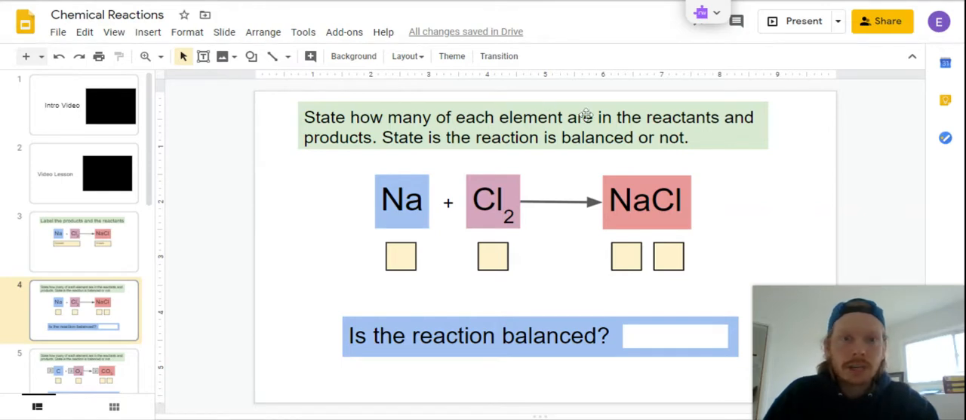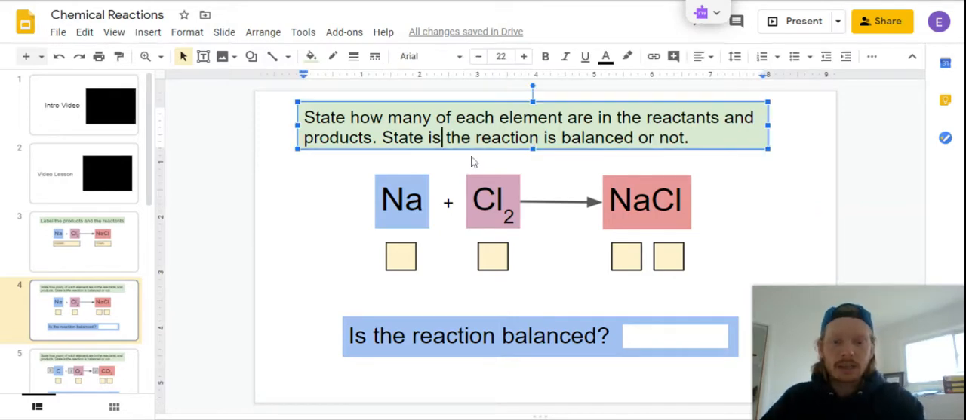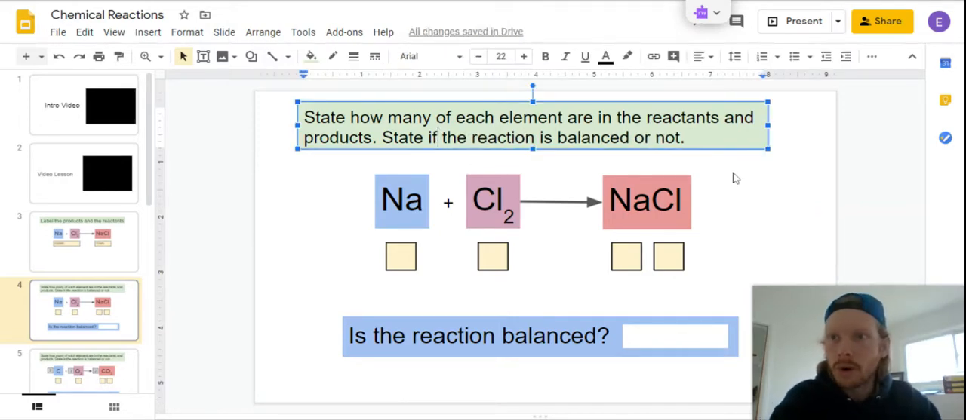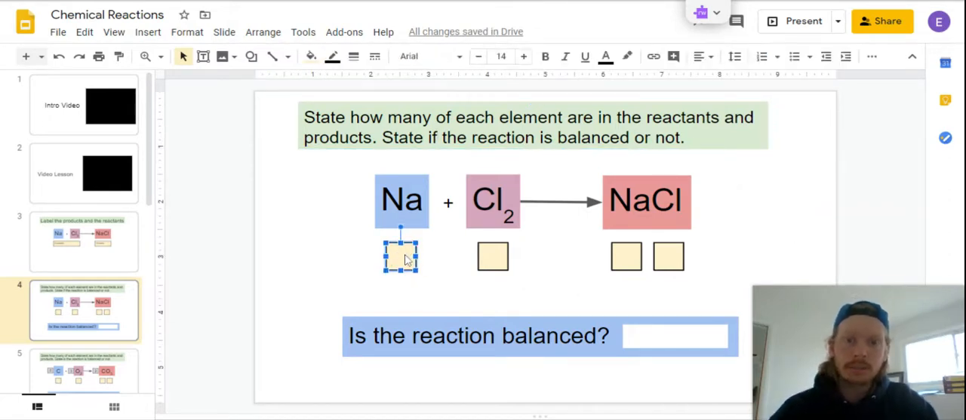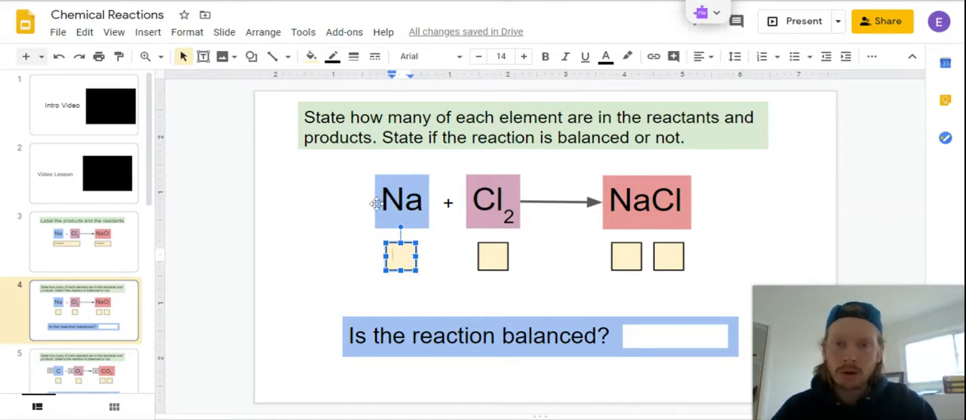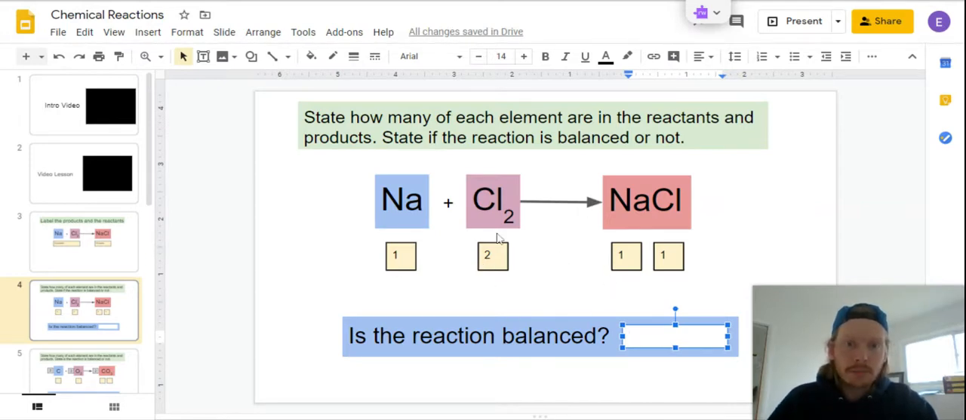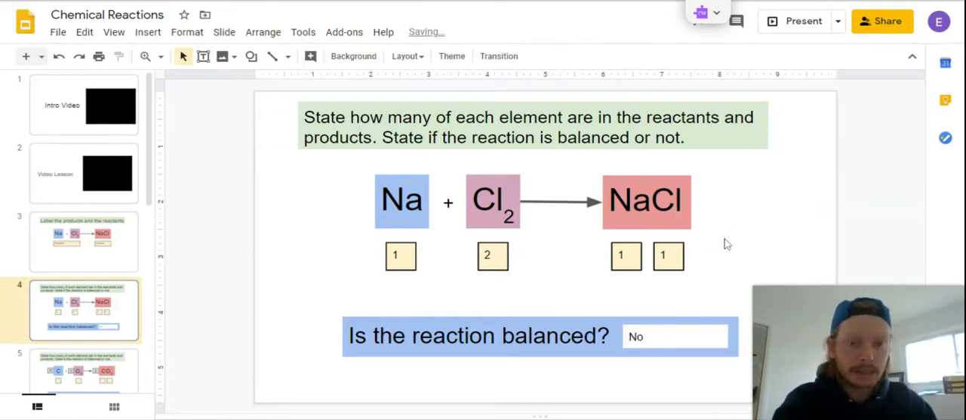So state how many of each element are in the reactants or products, and state if the reaction is balanced or not. So simply, I can just look at my sodium here. It's not diatomic. There's no coefficient out front, so there's just one in there. The chlorines, okay, there's no coefficient, but it is diatomic, so there are two there. There is one sodium, one chlorine. Is this balanced? We can look at the left and right hand side of the reaction. Sodiums look good, but my chlorines, no good. They all need to be good, so this is not balanced.